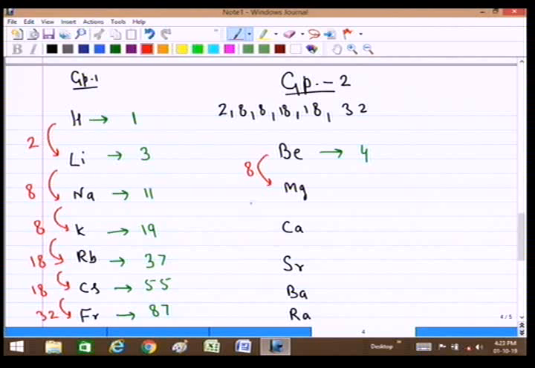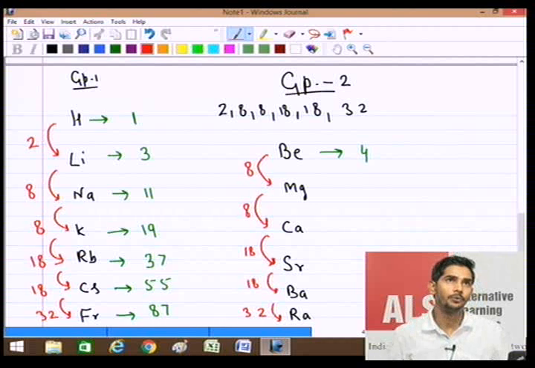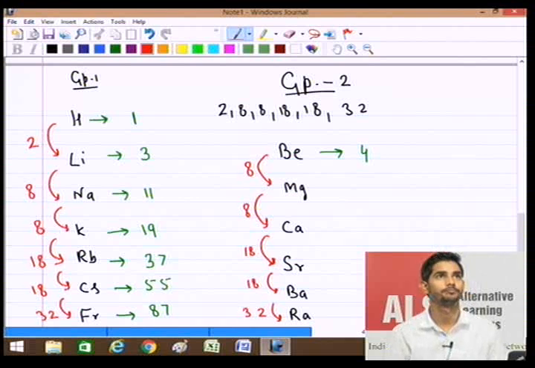What you have to do? Then add 8 to this one, then add 18 to this one, add 18 to this one, and then add 32 to this one. Okay, we have got an answer.